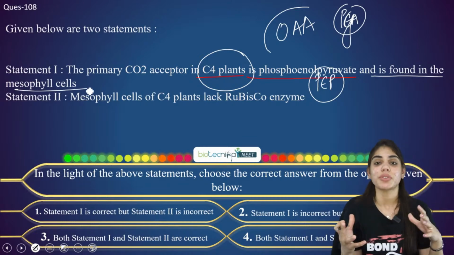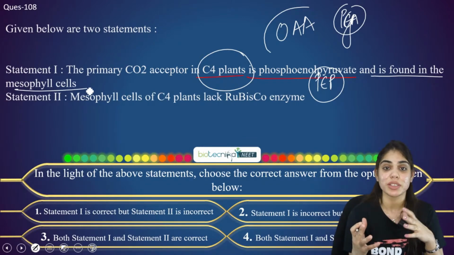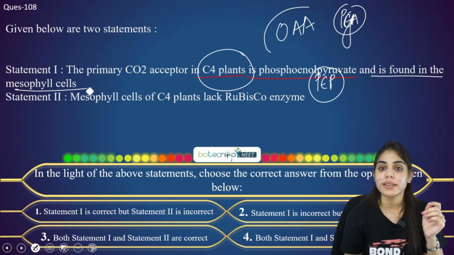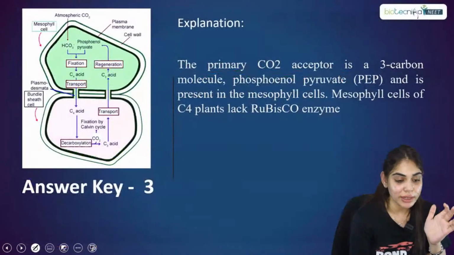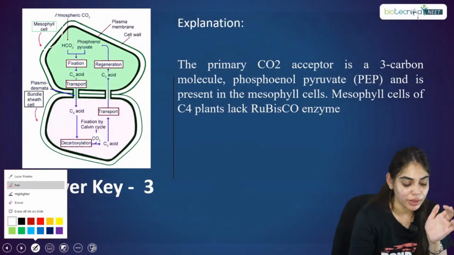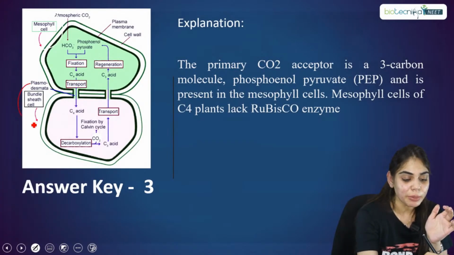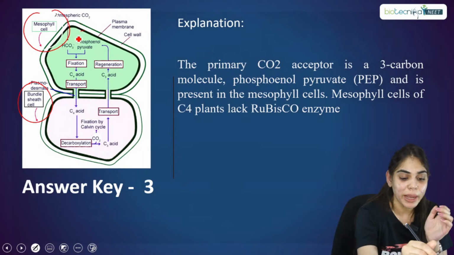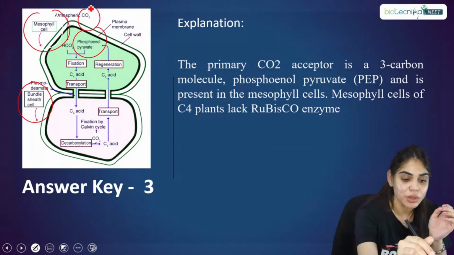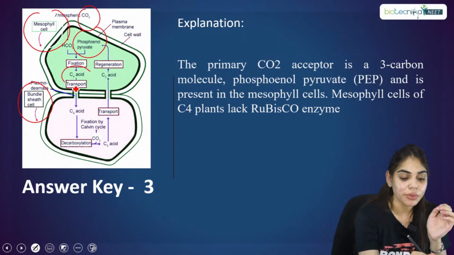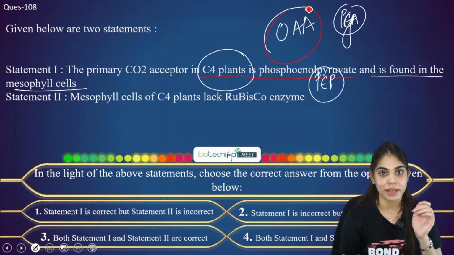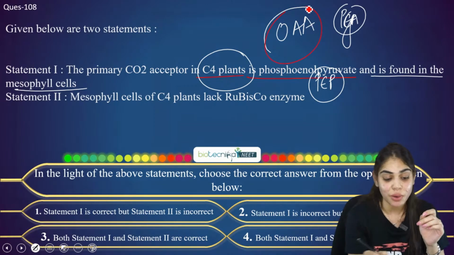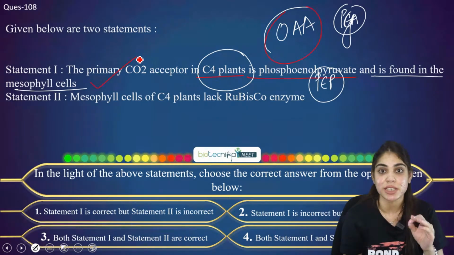Now we have two different kinds of cells in the plants which operate the C4 cycle. One is the mesophyll cell and the other one is the bundle sheath cell, and you can see them here. In mesophyll cells, phosphoenol pyruvate accepts the atmospheric CO2 and forms the 4-carbon acid, that is oxaloacetic acid. Now this is found in the mesophyll cell. That means this statement is correct.